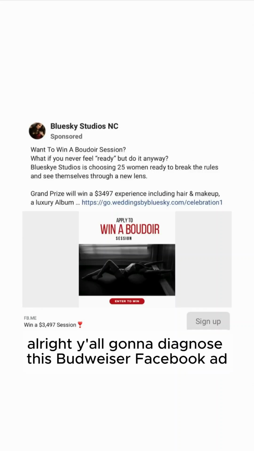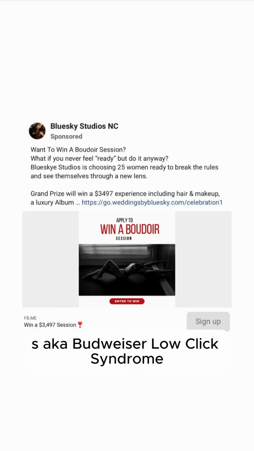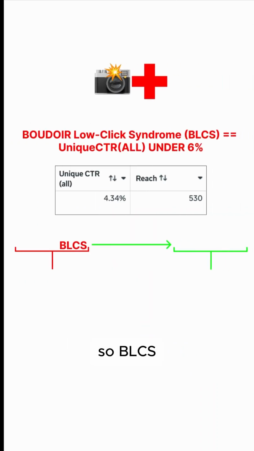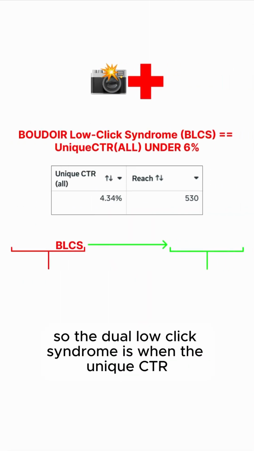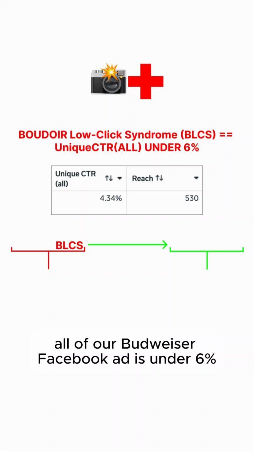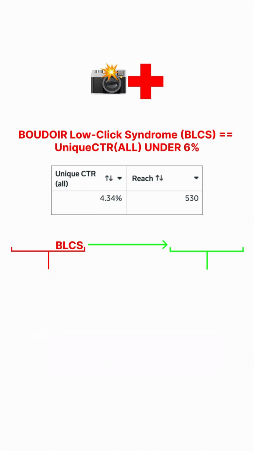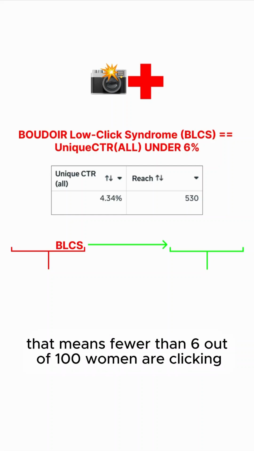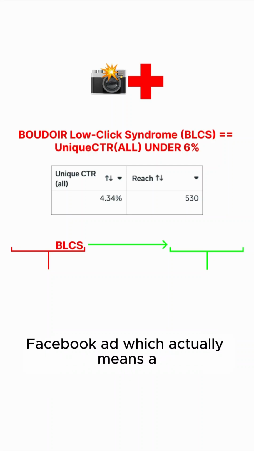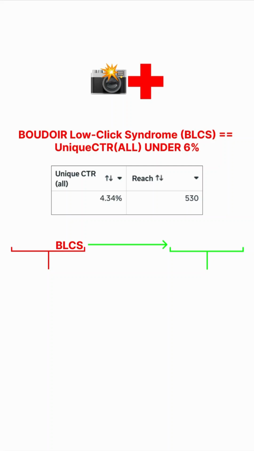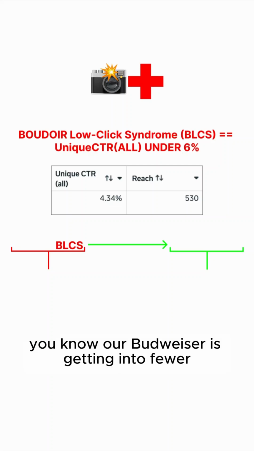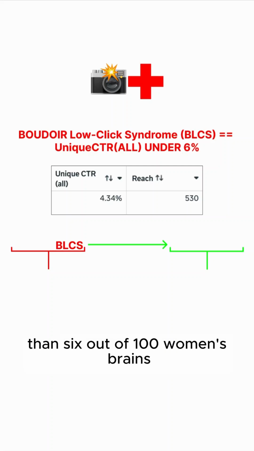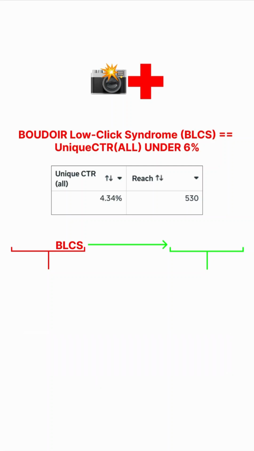All right, y'all. Gonna diagnose this Boudoir Facebook ad, see if we believe it has BLCS, aka Boudoir low click syndrome. So BLCS is when the unique CTR of our Boudoir Facebook ad is under 6%. That means fewer than 6 out of 100 women are clicking somewhere on our Boudoir Facebook ad, which actually means our Boudoir Facebook ad is getting into fewer than 6 out of 100 women's brains.